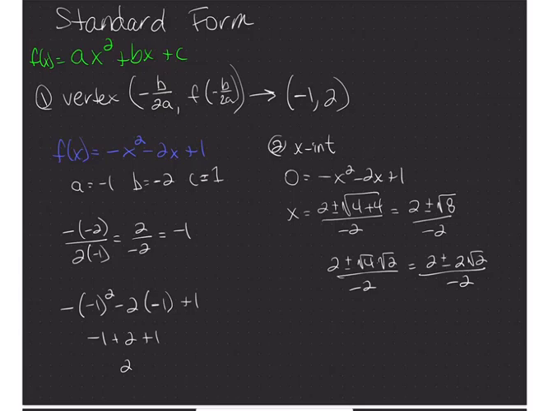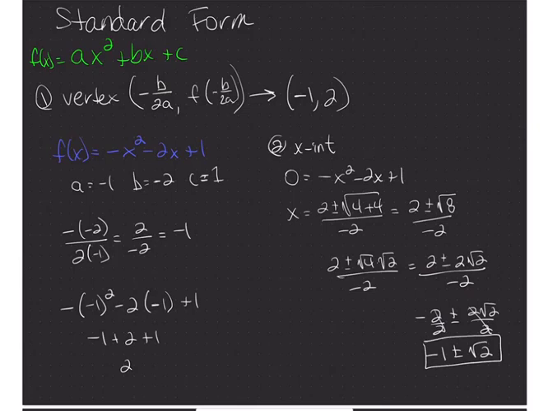Okay. So at this point, I can either reduce all of my 2's, or I'm going to write it as 2 fractions. So I'd write it as negative 2 over 2 plus or minus 2 times the square root of 2 over 2. Then negative 2 over 2 is going to reduce down to negative 1, plus or minus square root of 2.